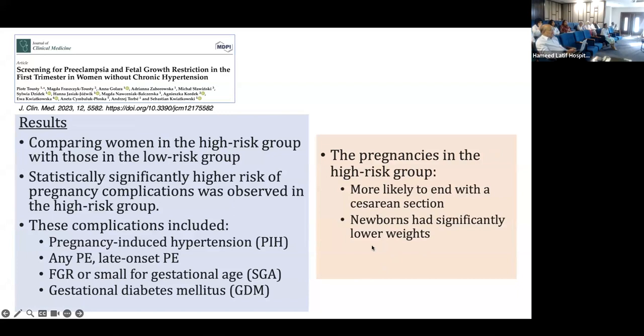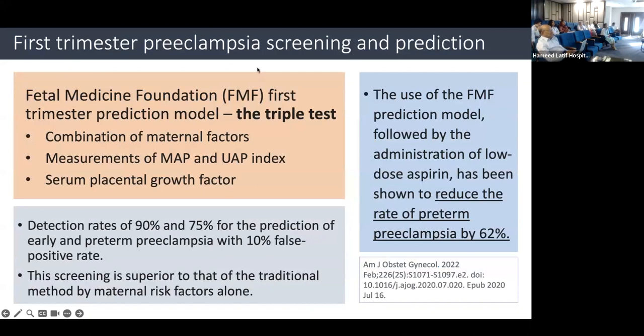So this is the outcome of this study. Therefore it is important that preeclampsia screening should also be carried out, starting with maternal history and mean arterial pressure, which are non-invasive investigations, not resource-intensive. If you institute them in your practice, you would identify women who have normal blood pressure at that time, but who are more likely to develop preeclampsia. Now, this is first trimester preeclampsia screening and prediction. Sorry.